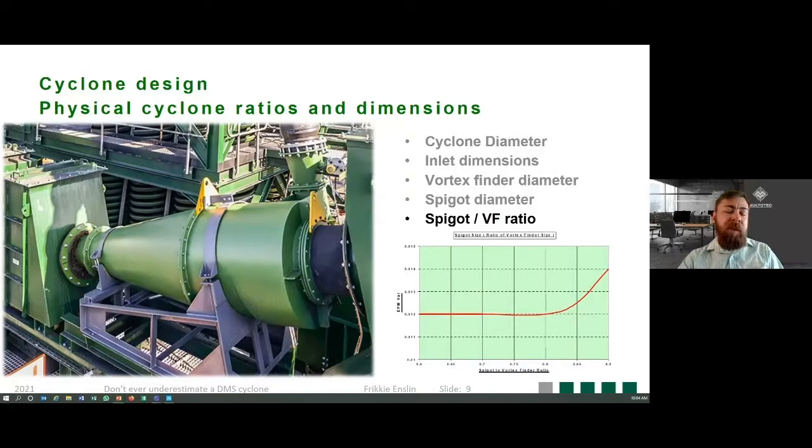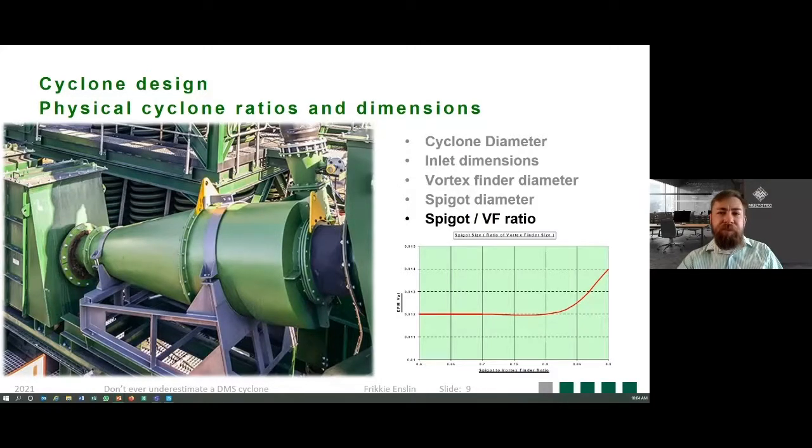And you can see from 0.8, which means your spigot ID is about 80% of your vortex finder ID, you get a sharp increase in your Ep values. So we as a cyclone OEM suggest that you never allow your spigot to wear past 85% of your vortex finder ID.